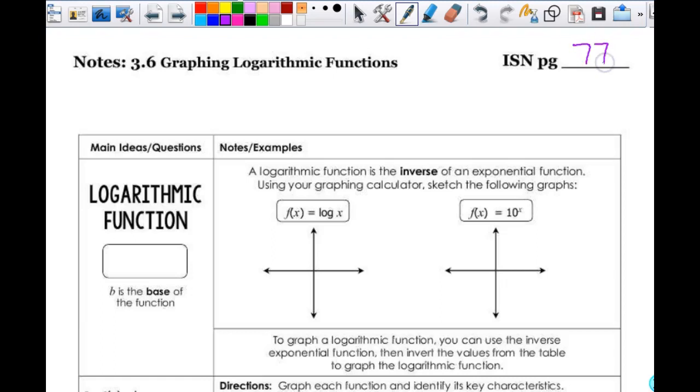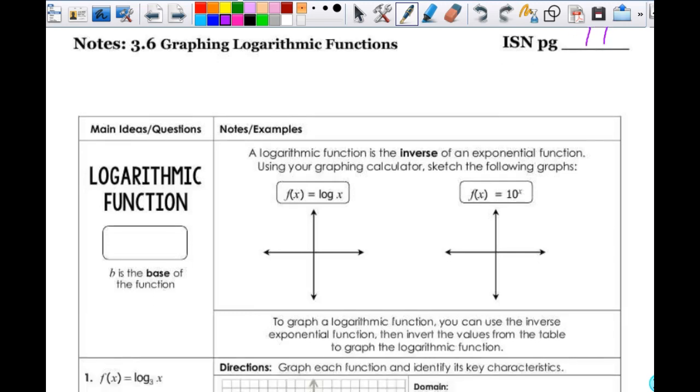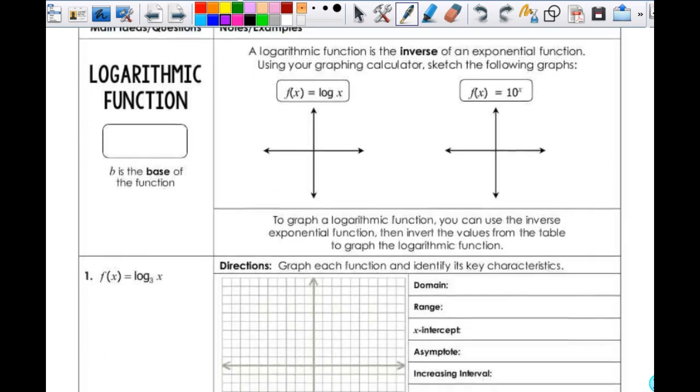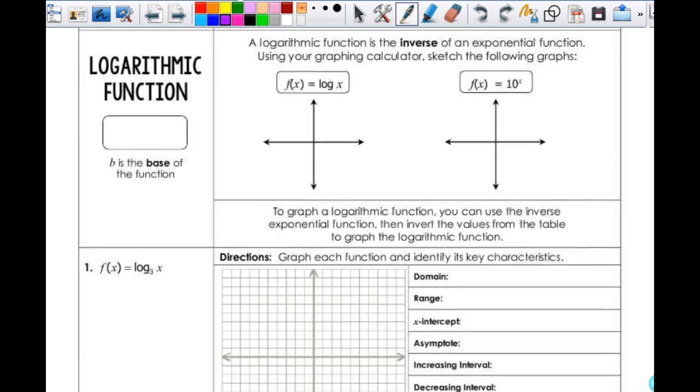Okay, we're going to be graphing logarithmic functions, which, again, should not be brand new. We're going to look at how to graph it a couple of different ways because you need to understand both. Which one you actually do, I don't really care. It's up to you, but you need to make sure you understand how they all work.